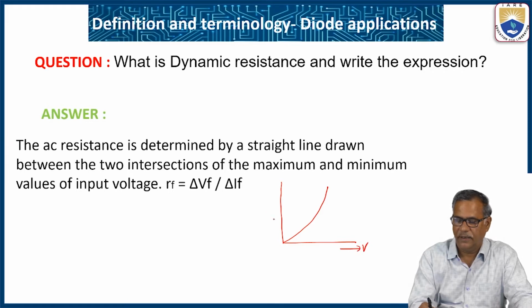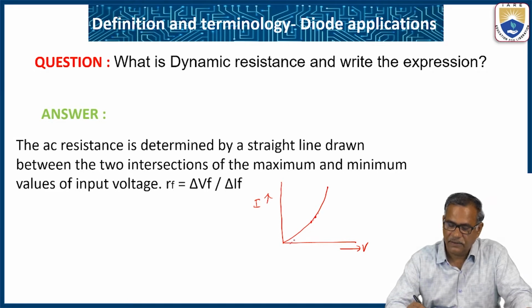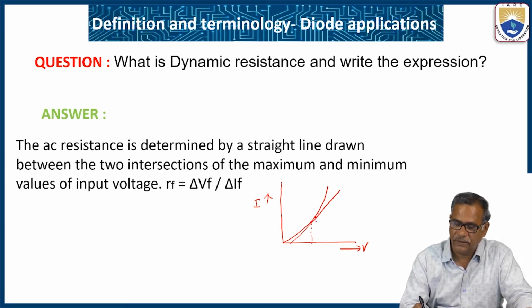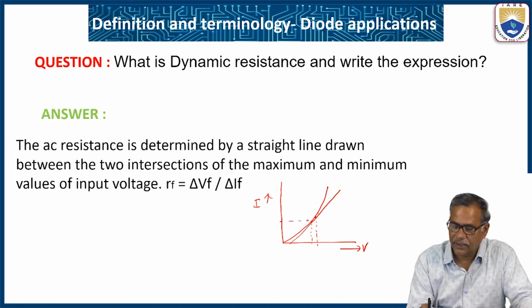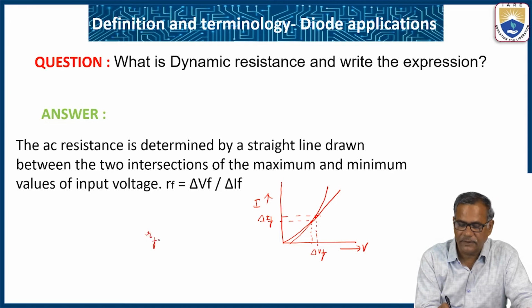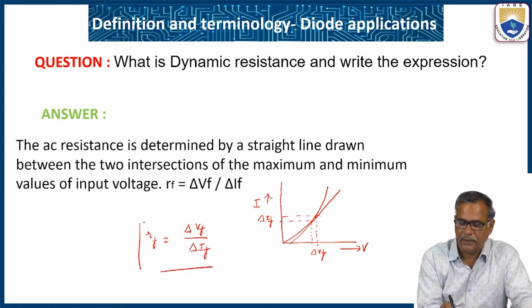This is the voltage V and current I through the diode. Let us take these points which are close by, and a tangent line is drawn, and we calculate the difference in voltage across these two points, and we also take the difference in current across these two points. This is called del IF and this is called del VF. So, the dynamic resistance RF is given by del VF by del IF. That is the dynamic resistance.